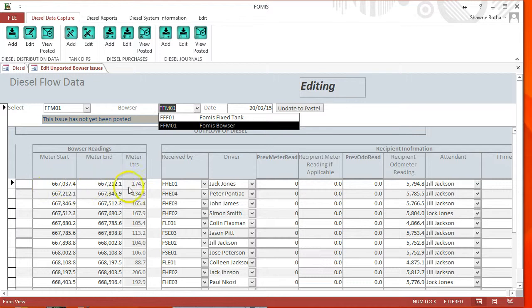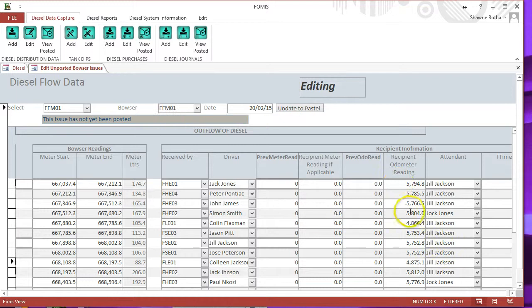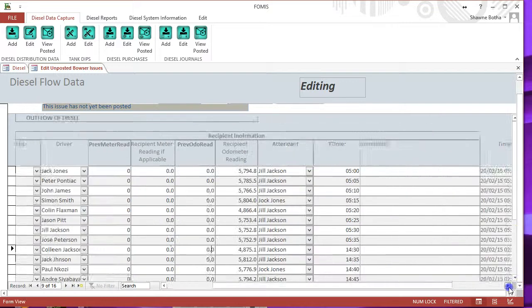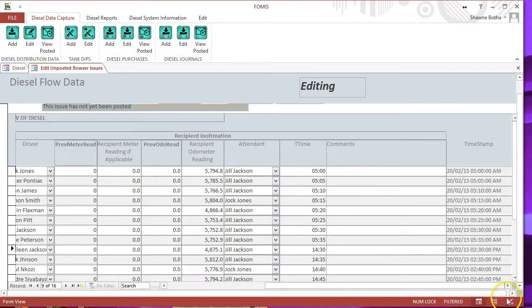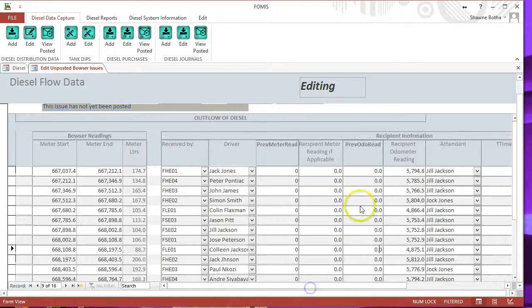You would have a meter start, meter end, giving you the number of liters that have been issued, who it was received by, the driver of that vehicle. If it's a bowser, we would put in the recipient meter reading. If it's a vehicle, we would put in the odometer reading. You would then put in the recipient odometer reading, the attended time, which then also creates a system timestamp for the entry.